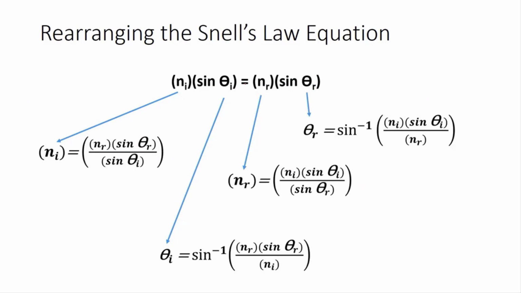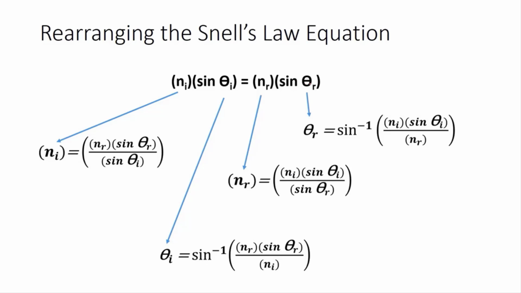Also, with rearranging the equation, if you're ever rearranging the equation for n's, you're going to have to divide out the other sine angle and put it on that side. So if you're solving for ni, it ends up being this right here. If you're solving for nr, you're going to have to get rid of sine angle r. You divide that out, and it ends up being here.